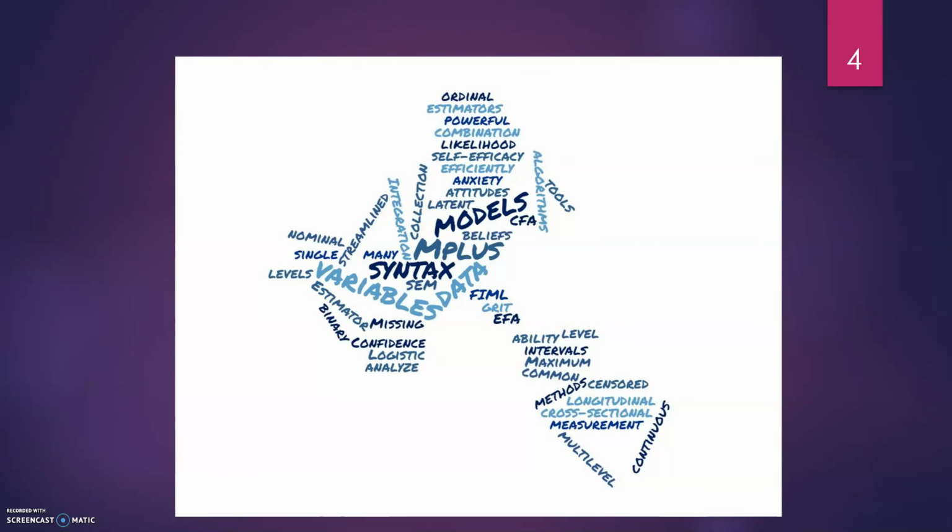Mplus has been designed to work efficiently in a latent variable modeling framework. This is particularly important in social sciences, where we are interested in relationships between variables that, unlike things like temperature, height, or weight, we cannot directly measure. We're often interested in relationships between variables such as self-efficacy, anxiety, grit, ability, beliefs, and attitudes. Variables that are measured using some type of a validated instrument and have multiple indicators.